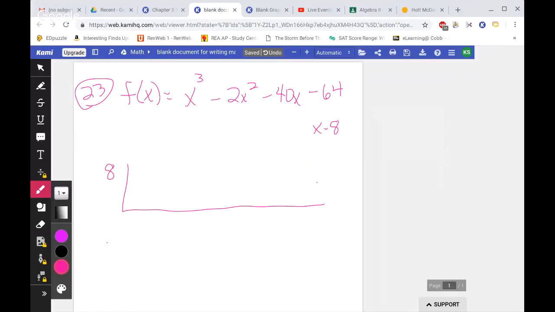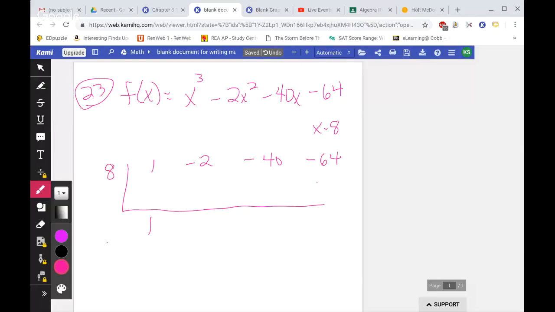And then once again, I'm just going to double check to make sure I don't need any placeholders. But I see that I've got an x cubed, an x squared, an x. So everything is in descending order with no skips. So I don't need a placeholder. Okay. So I've got the coefficient on the first one is a 1. The coefficient on the second one, that 2x squared, is a 2, followed by a negative 40, followed by a negative 64. And I'm going to bring my first term down, and then I'm going to begin multiplying.